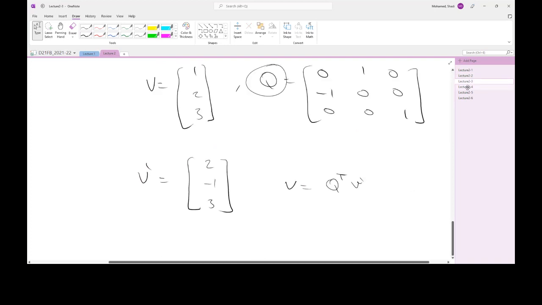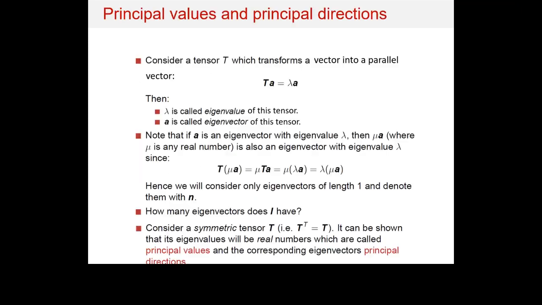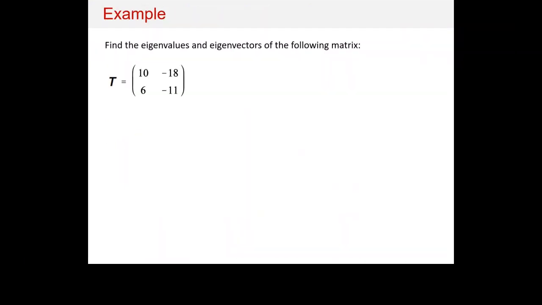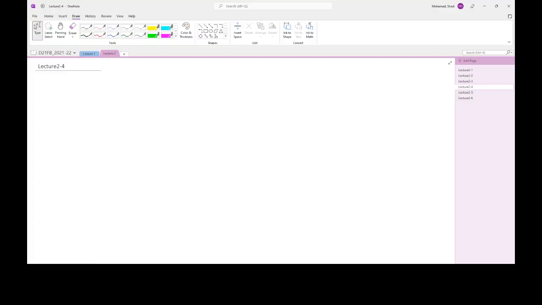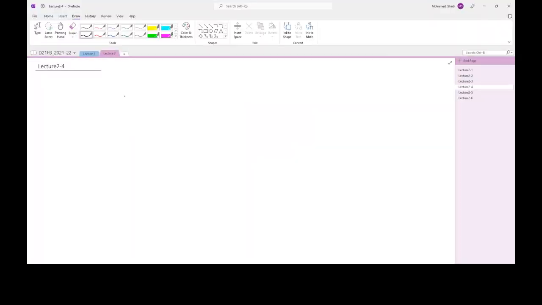I'm just going to talk about the eigenvalue problem briefly today, but we are going to get into the eigenvalue problem in a lot more detail later on. Okay, so this is the last section of the lecture. This is related to the eigenvalue problem. To get the eigenvalue, I'll probably just do it through an example. I think this would be the easiest way to see it. So let us try to find the eigenvalues for this tensor here. We have a tensor T: 10, minus 18, and then 6, minus 11.